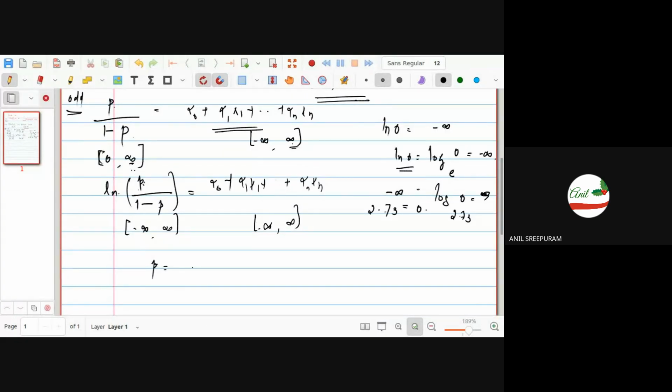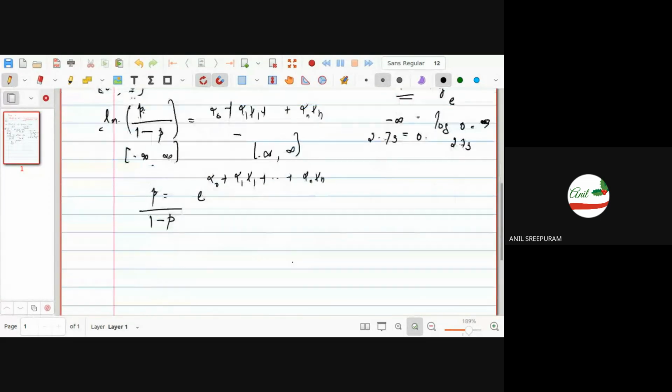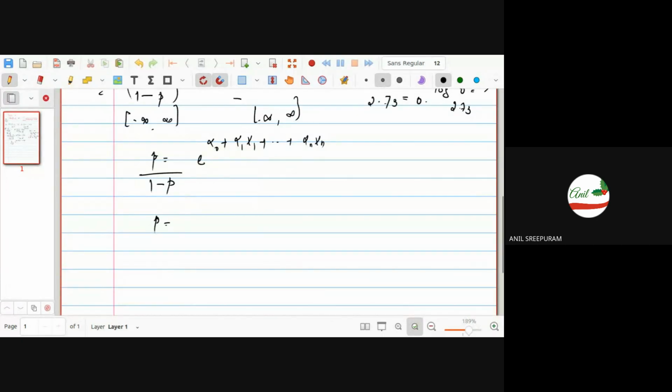p is therefore e power alpha 0, no, p by 1 minus p. You take ln of p by 1 minus p is this one. Therefore, p by 1 minus p equal to e power alpha 0 plus alpha 1 x1 plus etc. alpha n xn. And you can simplify this to p is equal to e power alpha 0 plus alpha 1 x1 plus etc. alpha n xn minus p into e power alpha 0 plus alpha 1 x1 plus etc. alpha n xn. You take p terms towards the left.